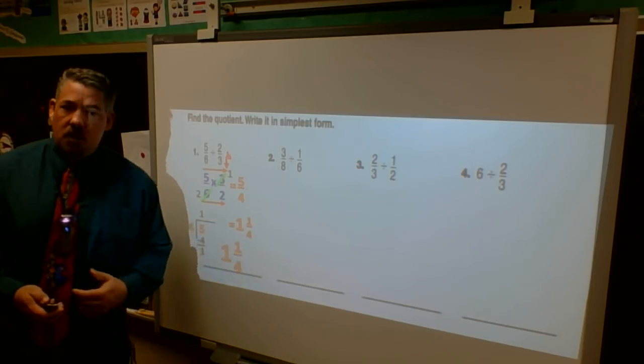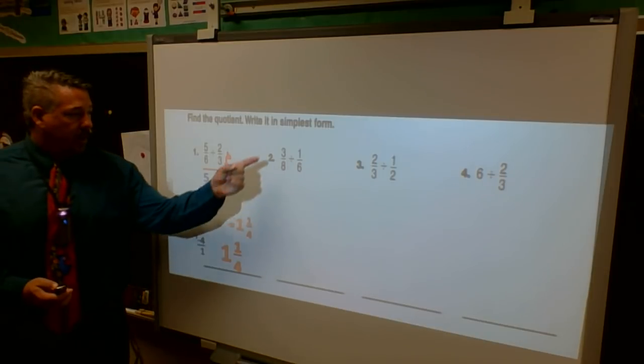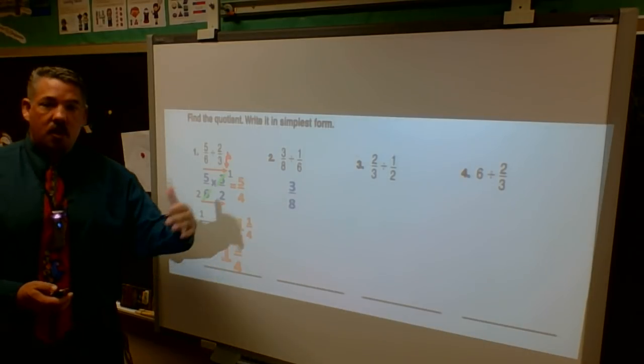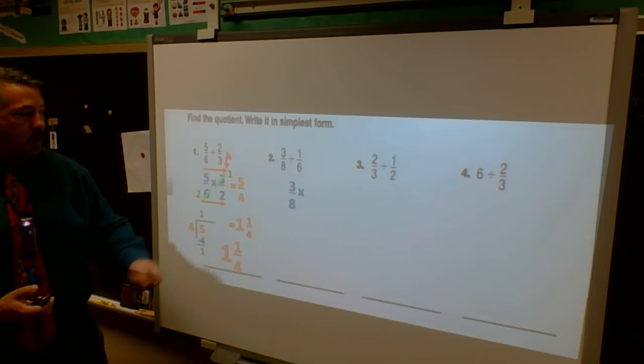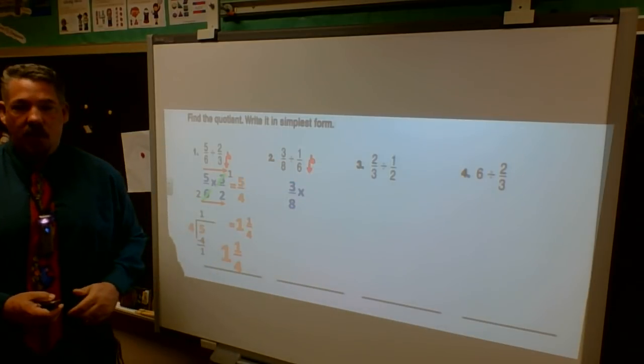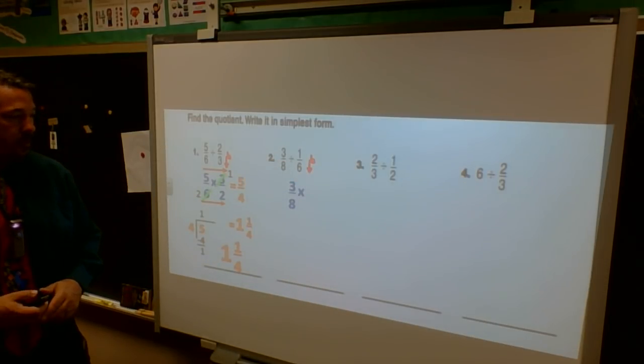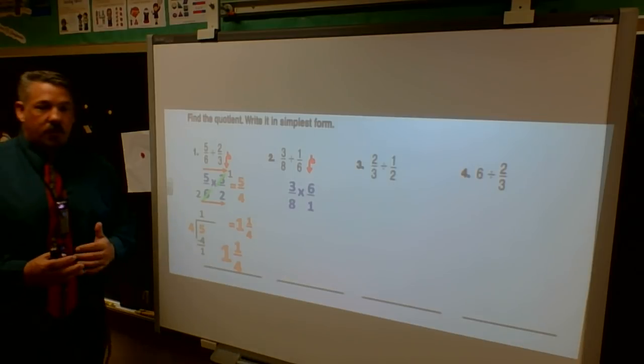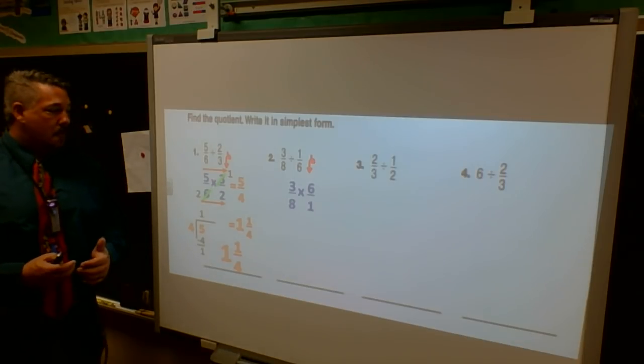For the second one, same steps. I keep the first one. Division becomes multiplication. I have to flip the second fraction. I have to have the reciprocal of it. I see if there's anything I can cross-reduce.